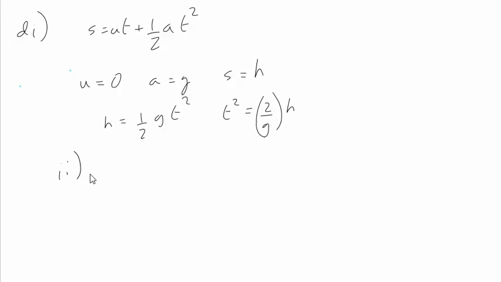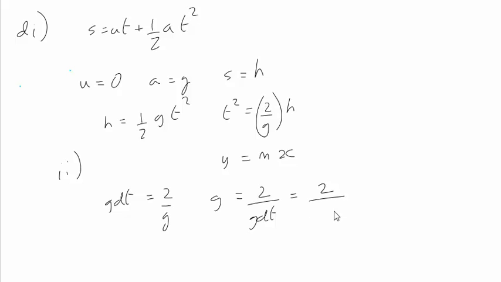In part two, we're to use this answer to find the experimental value for g. Well, from t squared equals 2 over g times h, what we've got is t squared against h, so this is a y is equal to mx graph. So the gradient of our graph is equal to 2 over g. Therefore g is equal to 2 over the gradient, which is 2 over 0.21, or whatever value you got, which comes out at 9.5 meters per second squared.